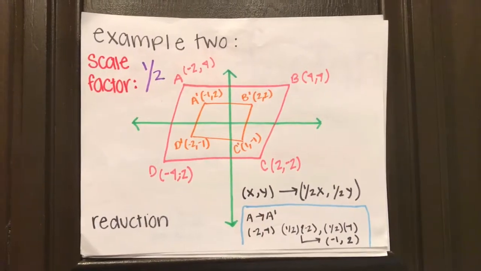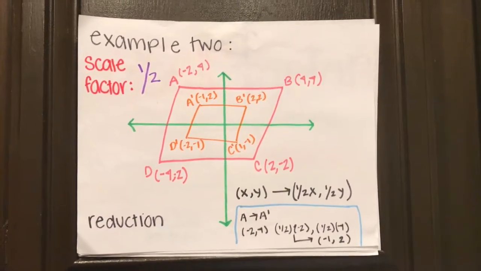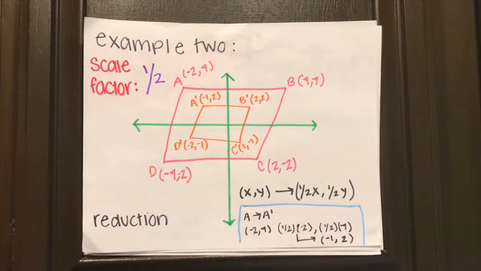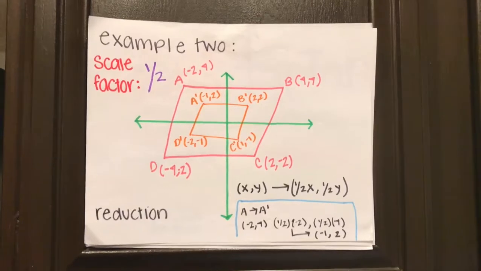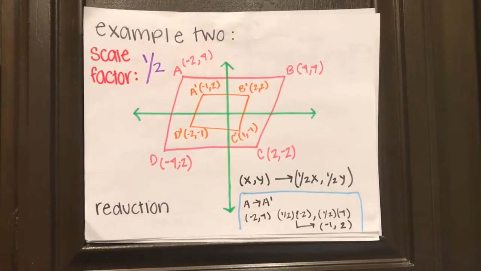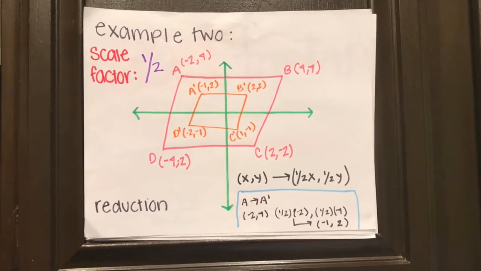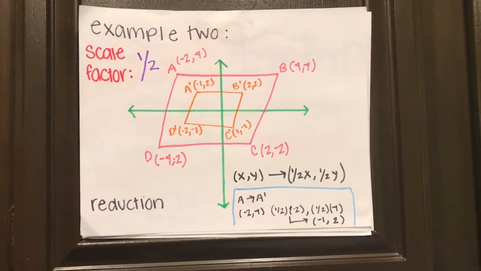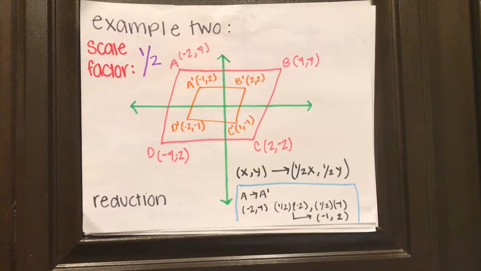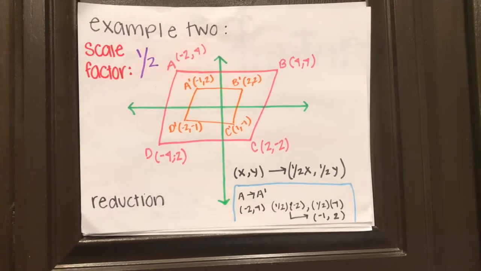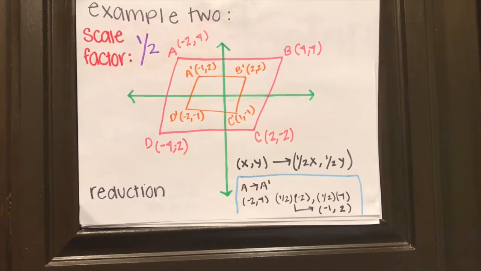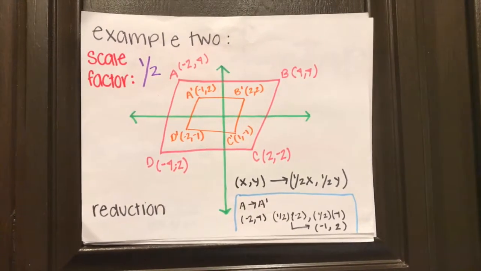This is example 2, and it's an example of a reduction. You know that by the scale factor of 1/2, greater than 0, less than 1. The original image is in pink, and your dilation is the image in orange. Same as example 1, all you need to do is take the coordinate points from the original and multiply them by the scale factor, both x and y, and that gives you the new points of your dilation.